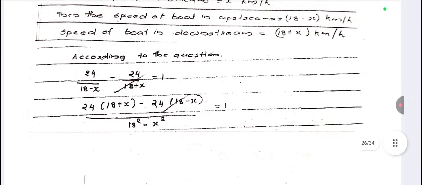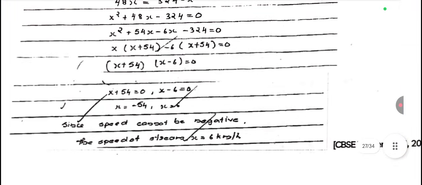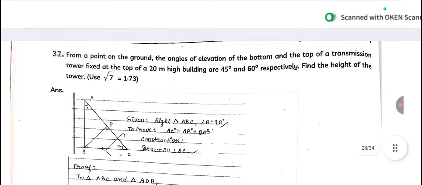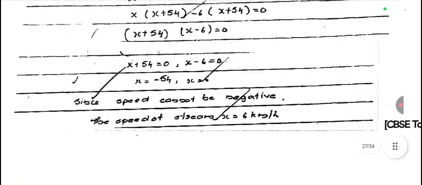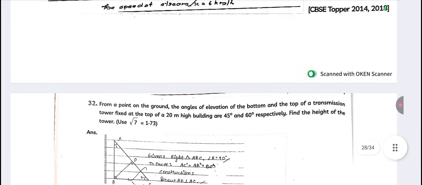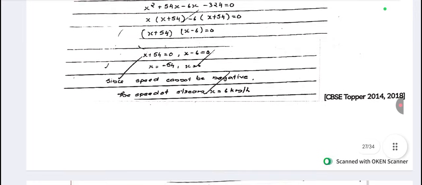Speed of the stream, X kilometer per hour, upstream, downstream. Again same children, again same model. Again another topper, actually same question. Two toppers, how they have written. Any topper, you just see how they are writing the conclusion. Conclusion they have written nicely. So one topper from 2014, one topper from 2018. Okay, so the same question has been asked in 2 years.